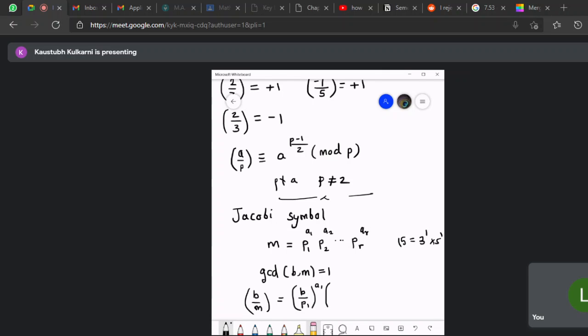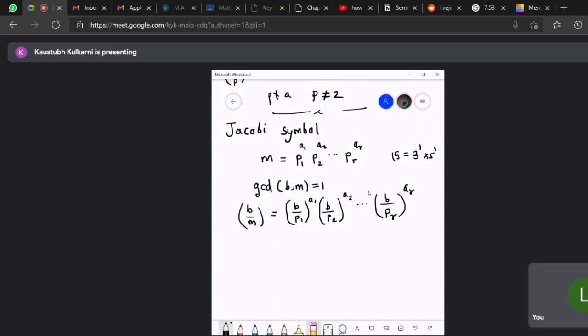A1 multiplied by the Legendre symbol of B upon the second prime factor of M, that is P2, raised to the same power as in the factorization, that is A2, up to B upon PR, the rth prime factor of M, raised to the same power as in the factorization, AR. Okay, so this is the definition of the Jacobi symbol.